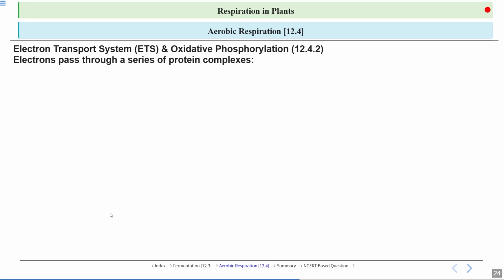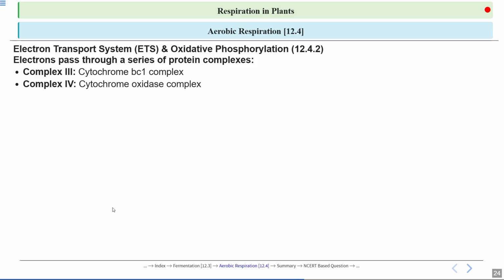Now, electrons pass through a series of protein complexes as we have already discussed. The next complex in this whole process is complex 3, which is the cytochrome BC1 complex. This complex acts like a checkpoint, accepting electrons and helping to move protons across the membrane. And that is very important for building up the energy we need to make ATP. Then comes complex 4, which is called the cytochrome oxidase complex. This is the final destination for electrons, where they are combined with oxygen to form water.